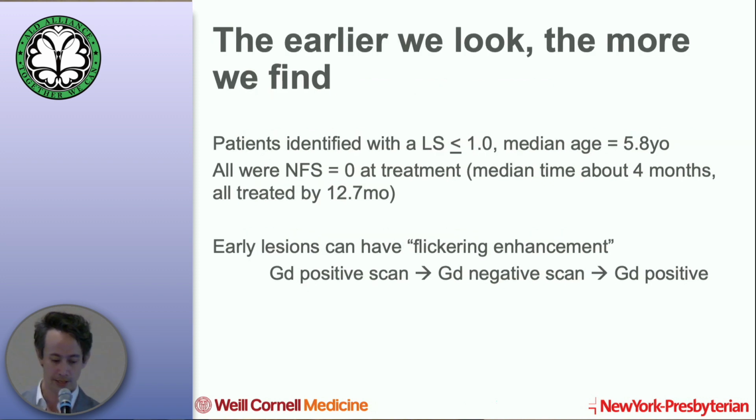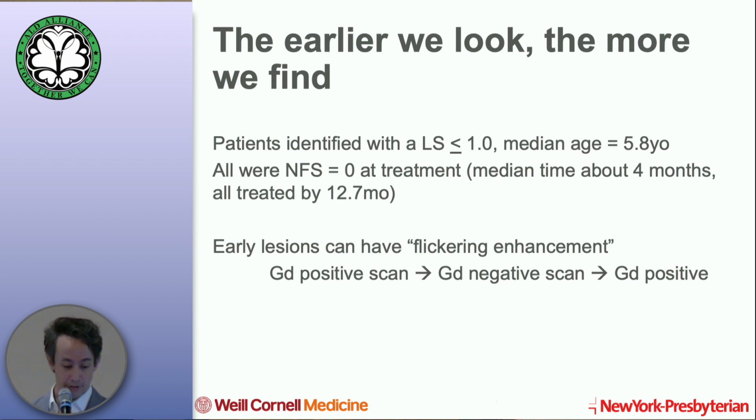So I alluded to this. The earlier we look, the more we find. And so I mentioned the patients in that study who were identified with a Loes score of 1 or less, so essentially 1 or 0.5. The median age of diagnosis was 5.8 years old. And all of those patients who were identified with these characteristics were treated in about 4 months, and all of them were asymptomatic at treatment. The last patient was treated at about a year.